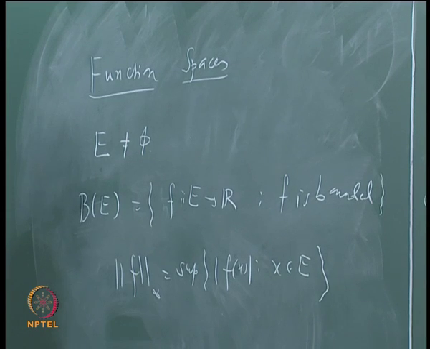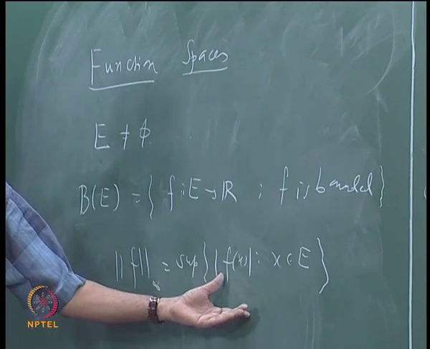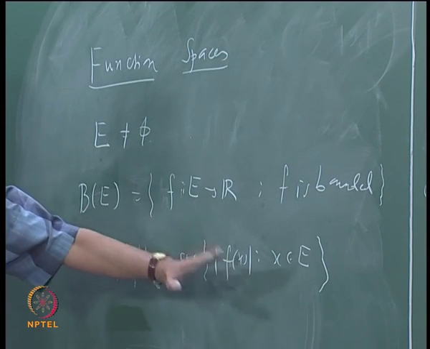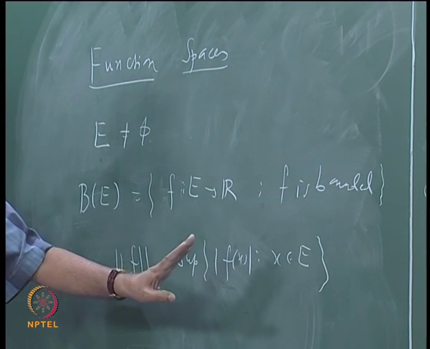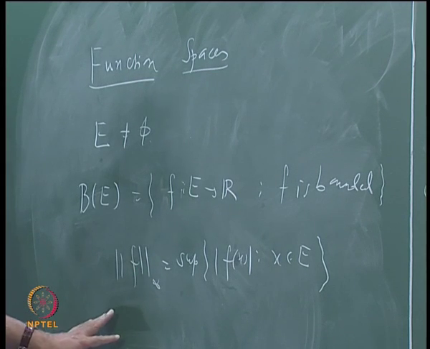Okay. Is it clear that this supremum should be finite? Because we are taking all bounded functions, so there should exist some alpha such that mod fx is less than or equal to alpha for all x in E. So this supremum exists as a finite real number. Okay. So this is a well defined thing.